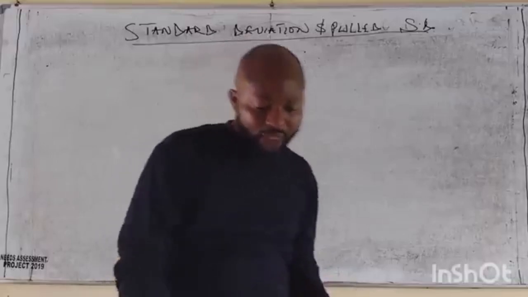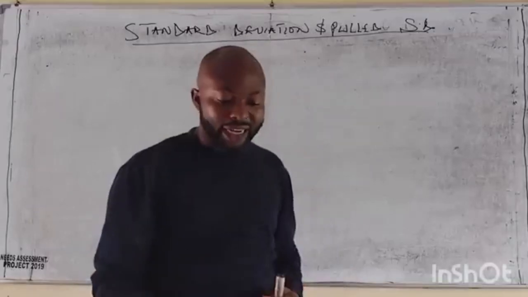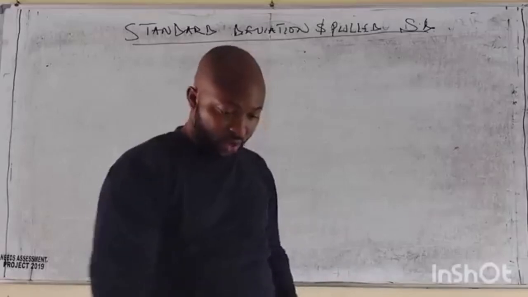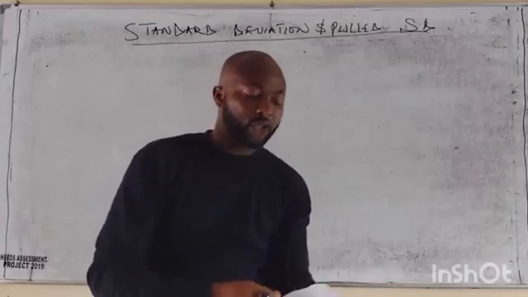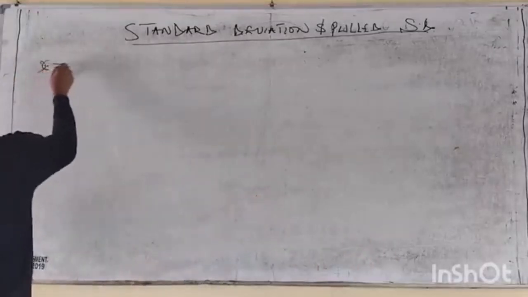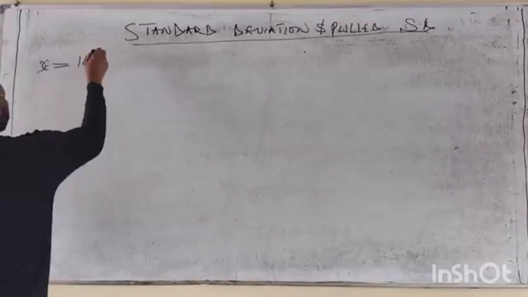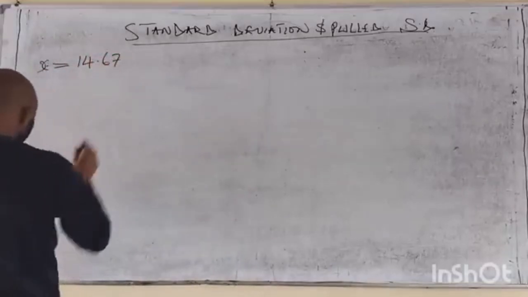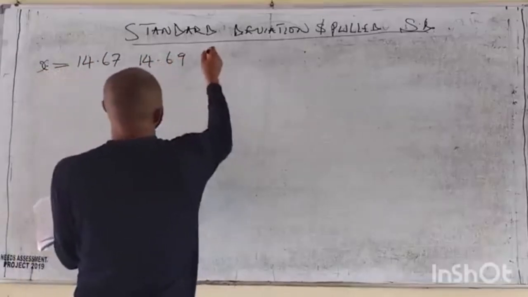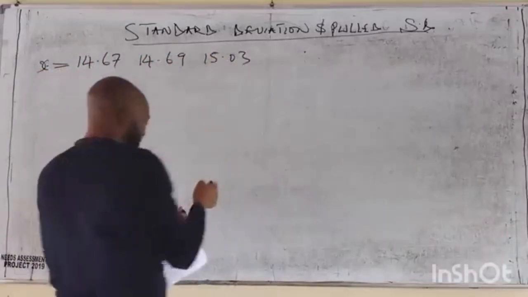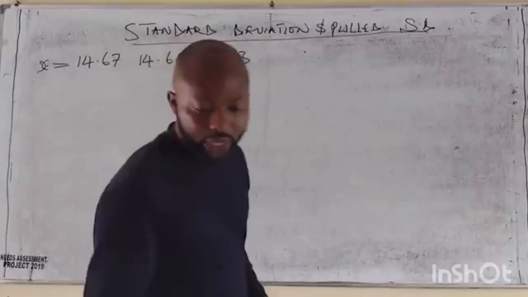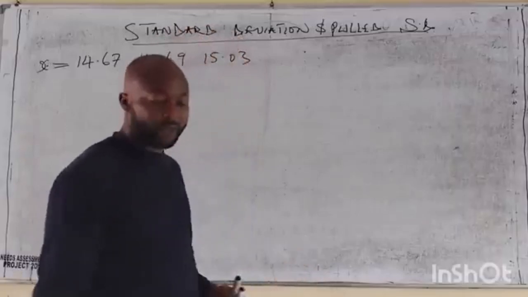We say we should calculate the mean and standard deviation of the following set of results obtained from the volumetric analysis. We have, let's call them our x values, 14.67, so our x here is equal to 14.67, 14.69, 15.03. So we're going to calculate the mean and the standard deviation.